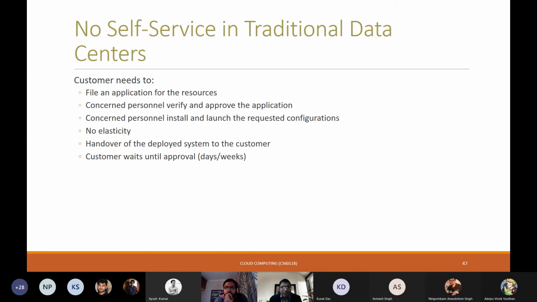This part actually I need to check, why this no elasticity. Right, I understand.